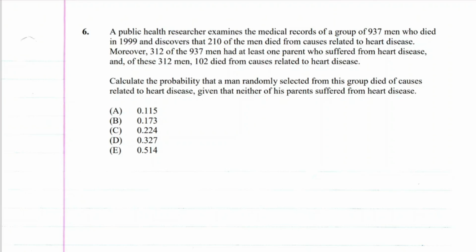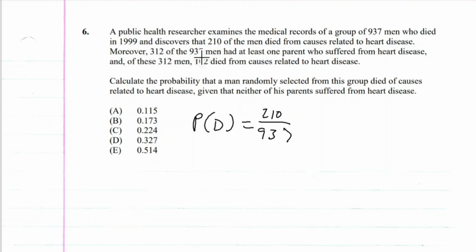A public health researcher examines the medical records of a group of 937 men who died in 1999 and discovers that 210 of the men died from causes related to heart disease. So, first off, I know that the probability of dying from heart disease is going to be 210 over 937. Okay, so let's continue.